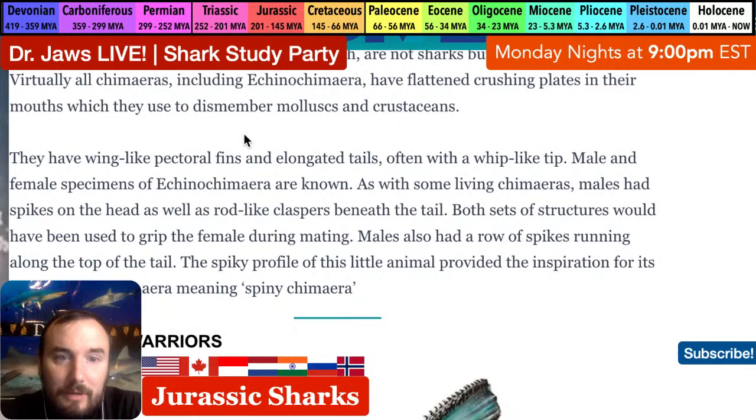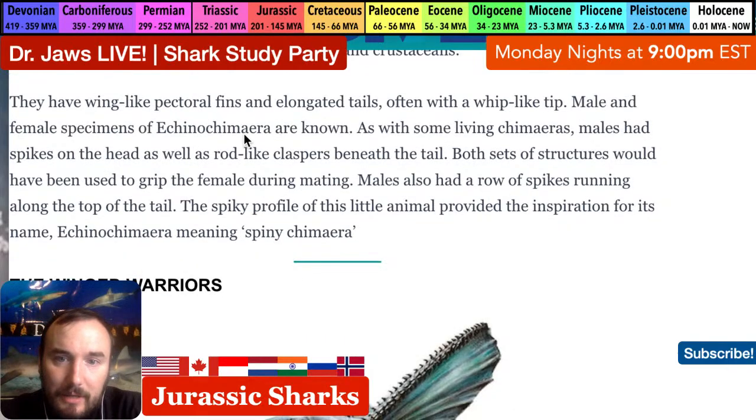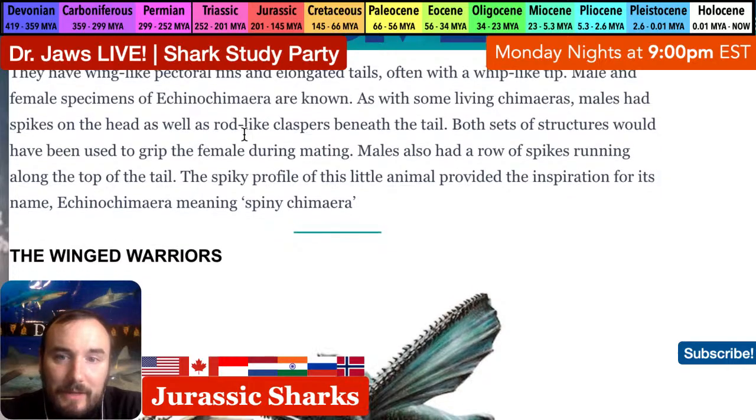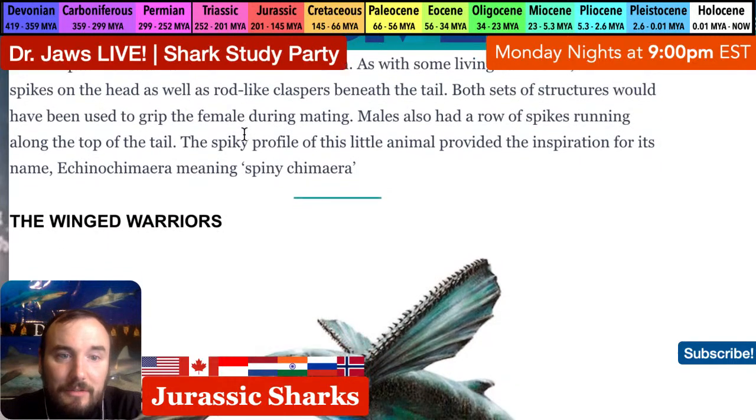Male and female specimens of Echinochimera are known. As with some living chimeras, males had spikes on the head, as well as rod-like claspers beneath the tail. Both sets of structures would have been used to grip the female during mating. Males also had a row of spikes running along the tip of the tail. The spiky profile of this little animal provided the inspiration for its name. Echinochimera means spiny chimera.